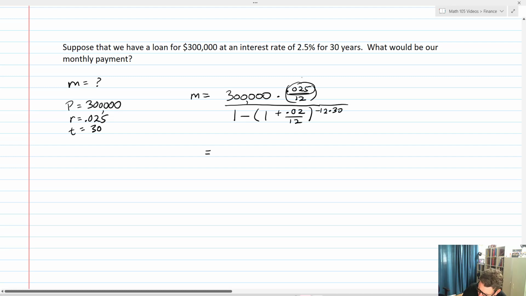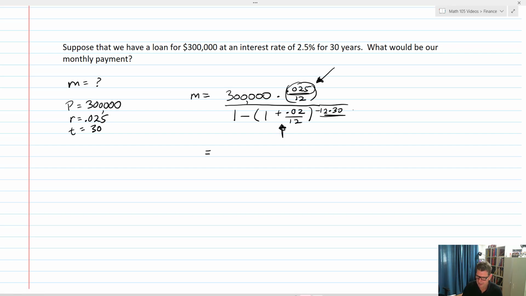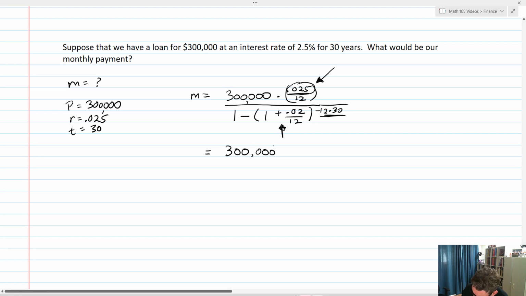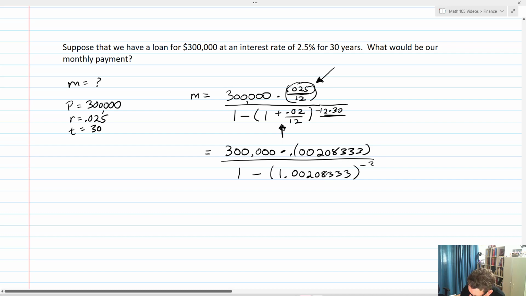Just like in our first formula, what I'm going to do first is I'm going to do the 0.025 divided by 12, the one in the parentheses, and I'm going to figure out what negative 12 times 30 is going to be. So I go 0.025 divided by 12, and that gives me, so I've got 300,000 times 0.002083333. Then divided by 1 minus, and this is going to be 1 plus 0.025 divided by 12. That's 1.002083333 to the negative 360th power. Because negative 12 times 30 is negative 360.